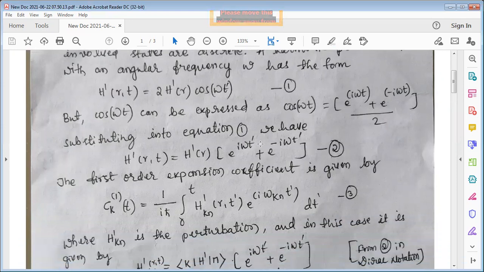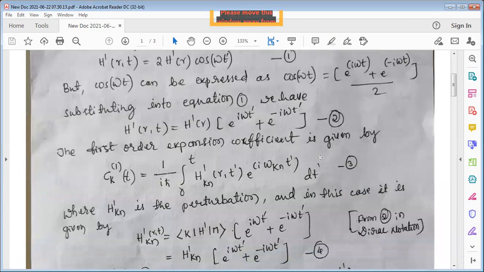So equation 1 is the perturbation term. It becomes H dash of r comma t is equal to H dash of r into e raised to i omega t plus e raised to minus i omega t, and the factors of 2 get cancelled. So this is equation 2.